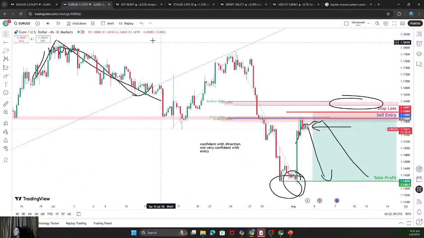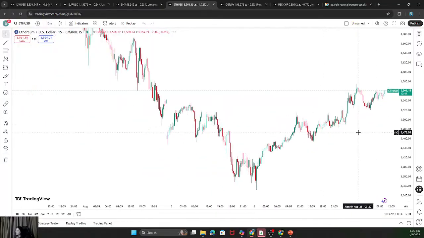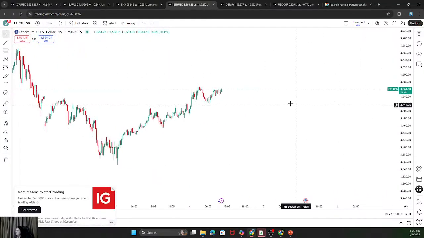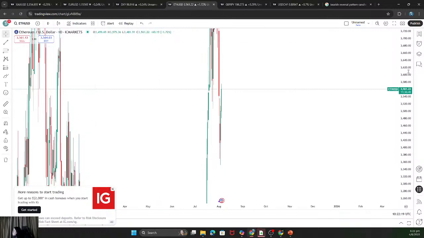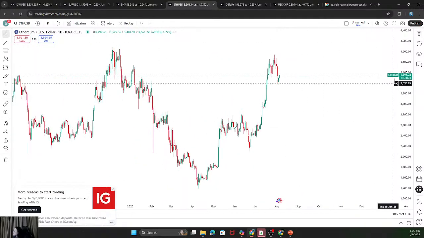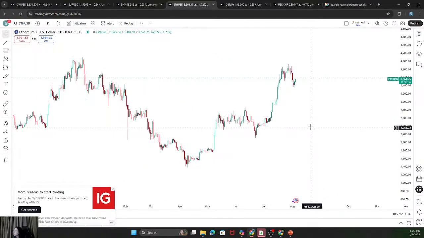Next one. Okay, I'm going to quickly do Ethereum, and then I'm going to do USD CHF, and then I've got to go. I really have to go.